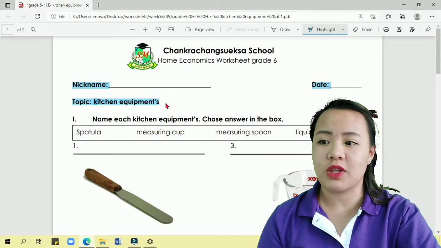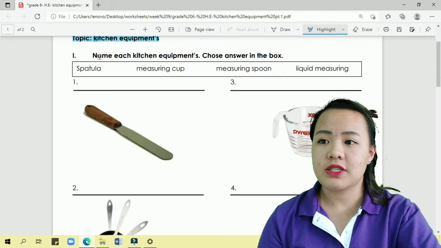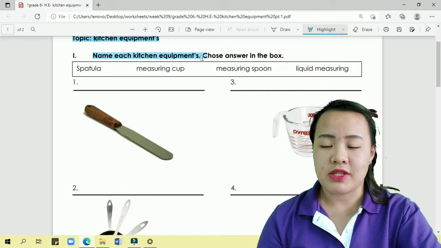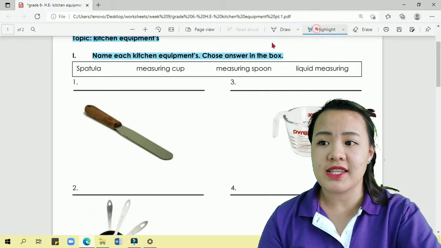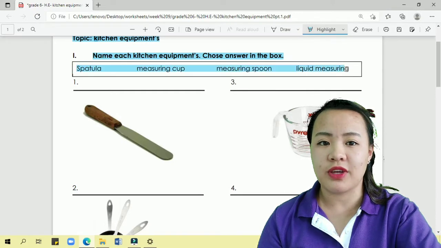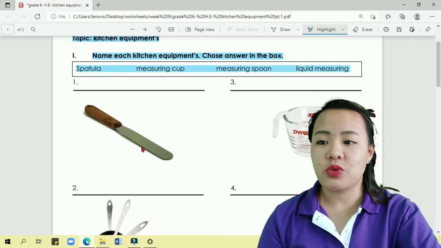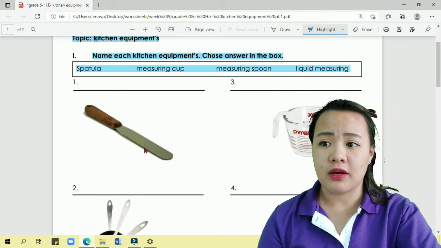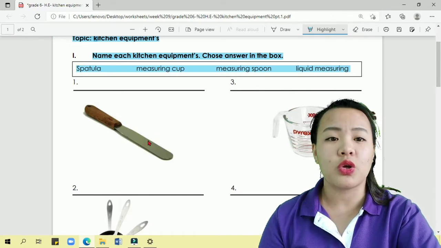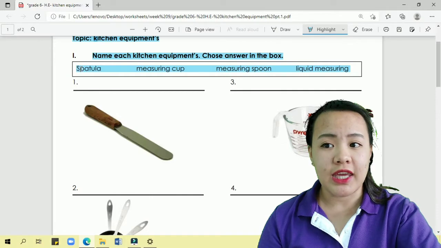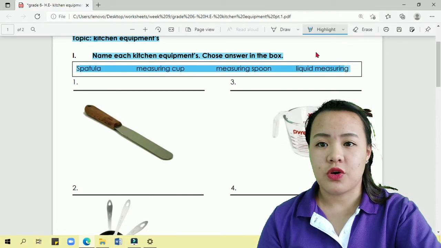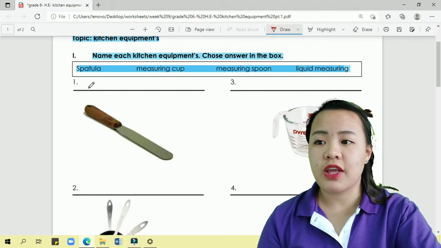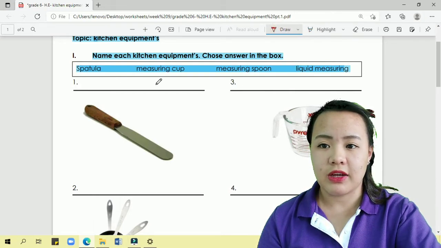Okay, so let's start with test 1. Let's read: name each kitchen equipment. Choose your answer in the box. First you need to identify what the kitchen equipment is, and then you're going to choose your answer here. Choose your answer and write it in the blank here.